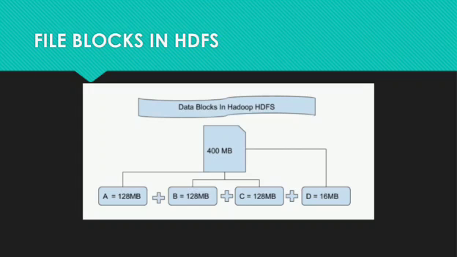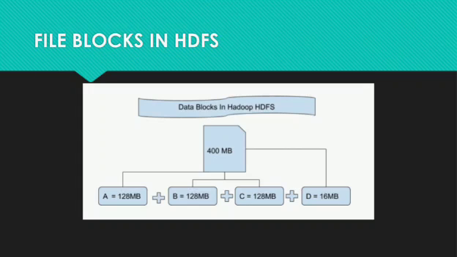Let's understand this concept of breaking down of files into blocks with an example. Suppose you have uploaded a file of 400 MB to your HDFS. Then this file gets divided into blocks of 128 MB plus 128 MB plus 128 MB plus 16 MB, which is equal to 400 MB. This means 4 blocks are created, each of 128 MB except the last one.